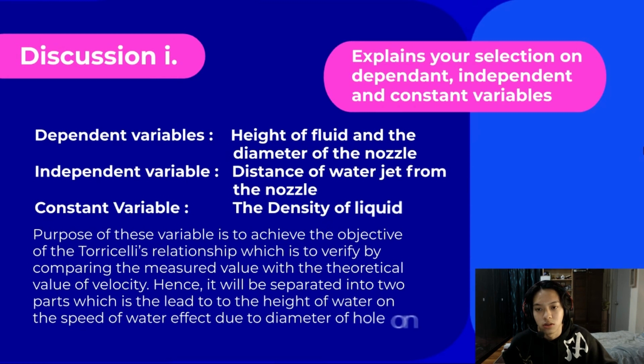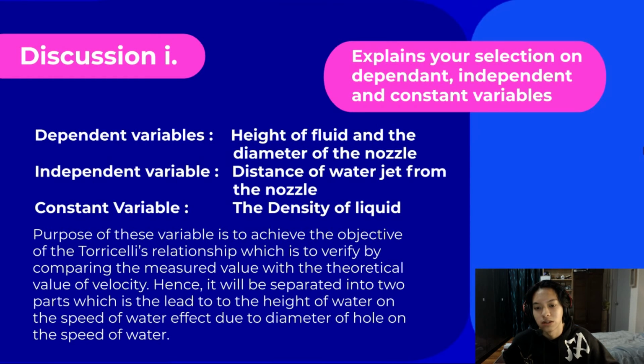So the first question asks to explain your selection of dependent, independent, and constant variables. Based on my selection, the dependent variables are the height of fluid and the diameter of the nozzle, while the independent variable is the distance of the water jet from the nozzle. And lastly, the constant variable is the density of the liquid.